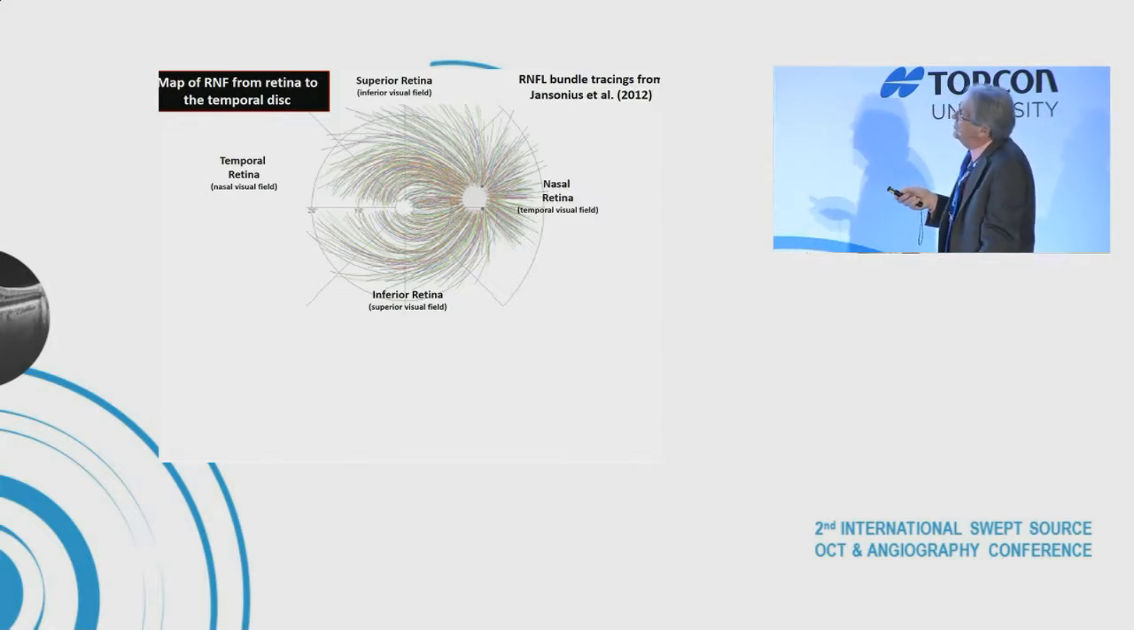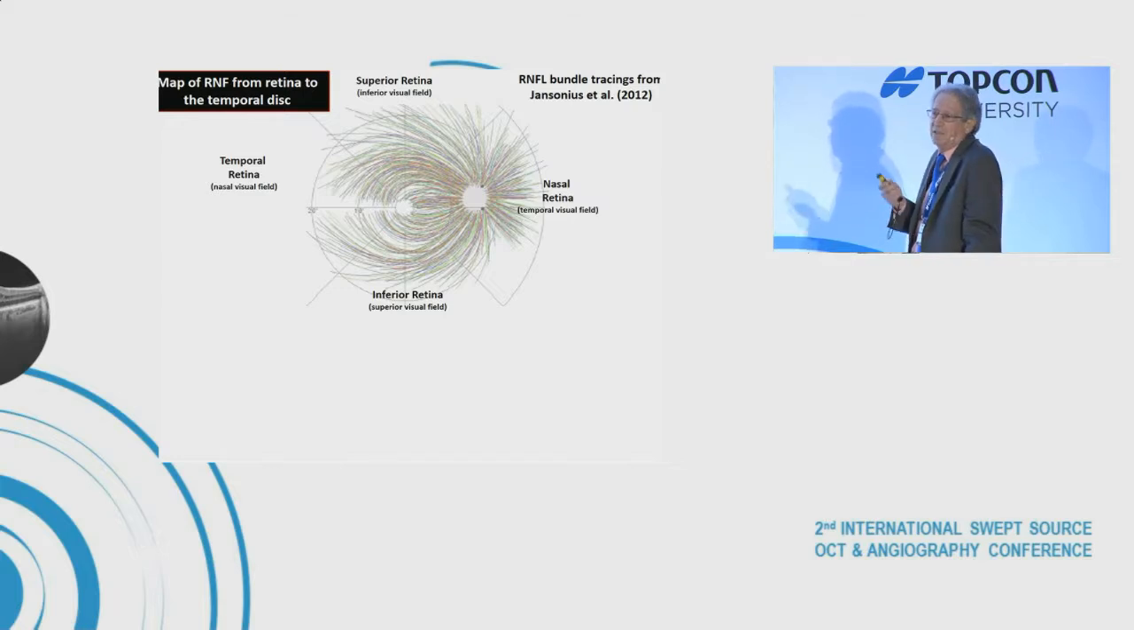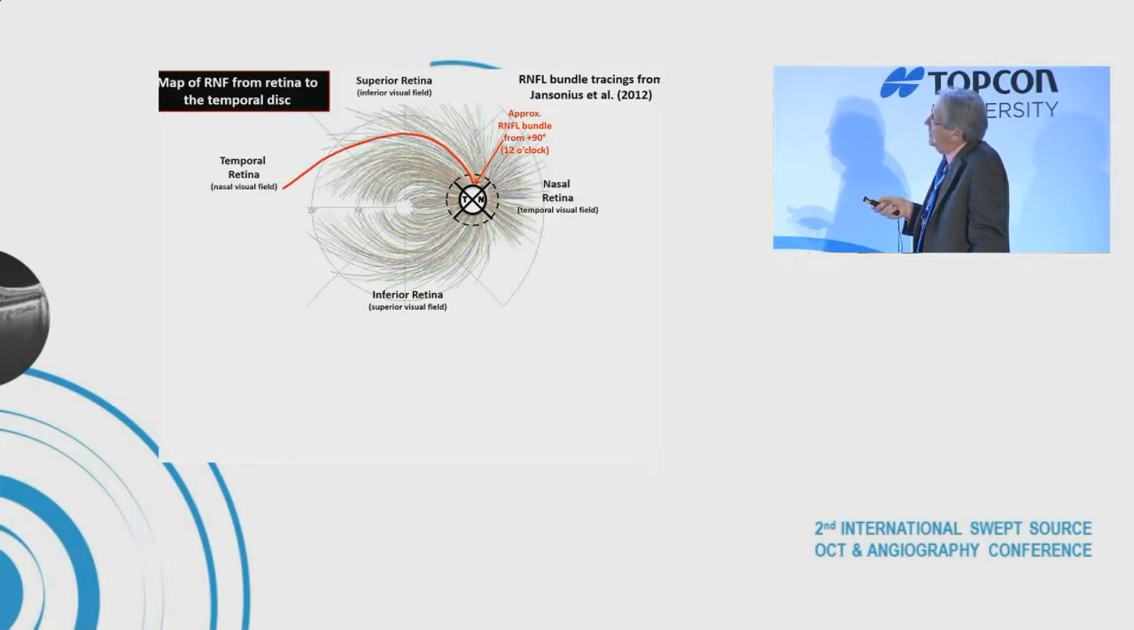And we made use of this schematic map, meaning it's on average, for teaching purposes. So the dark circle here is the disc. That's where your circle scan would be. So let's just take the point here that's about 12 o'clock, and the point here that's about 6 o'clock.